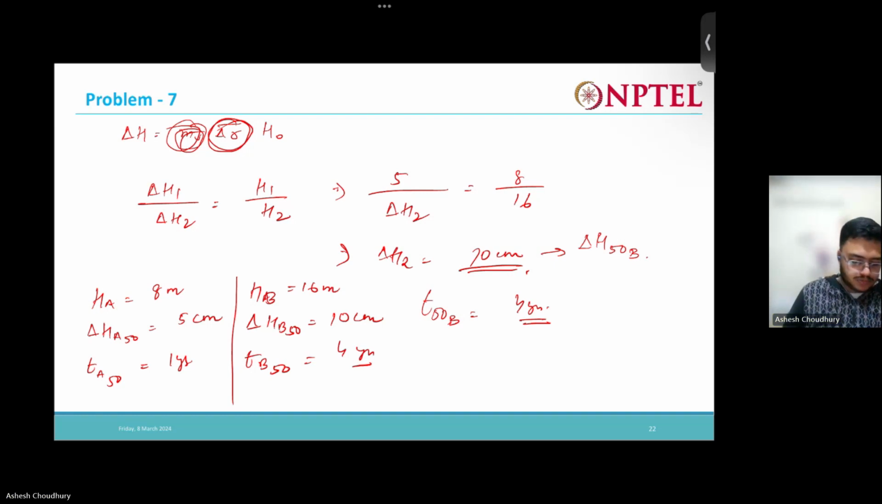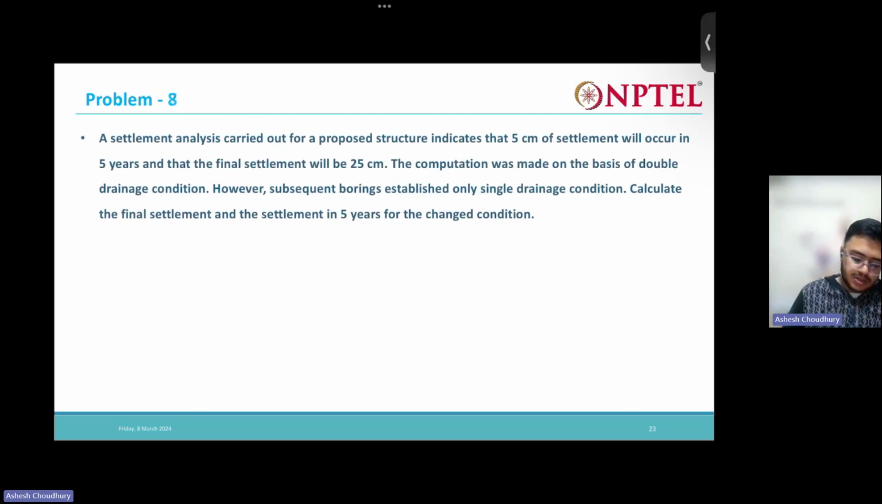Okay, so quite simple, only very simple. Now let us look at the next eighth problem. A settlement analysis carried out for a proposed structure indicates that 5 centimeter of settlement will occur in 5 years. Okay, 5 centimeter settlement is going to occur in 5 years, and the final settlement, the ultimate settlement, will be 25 centimeter.